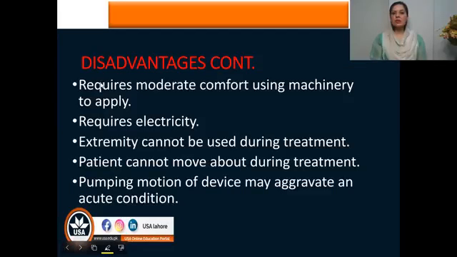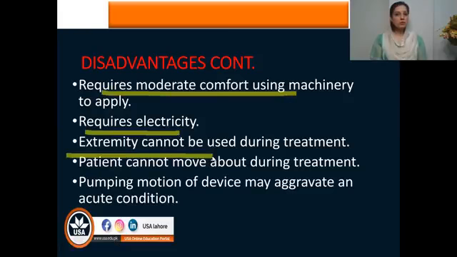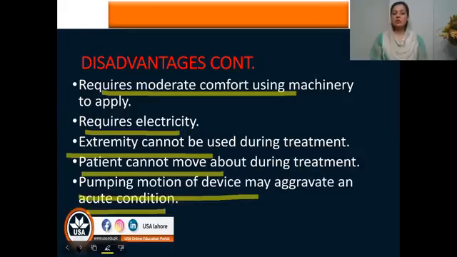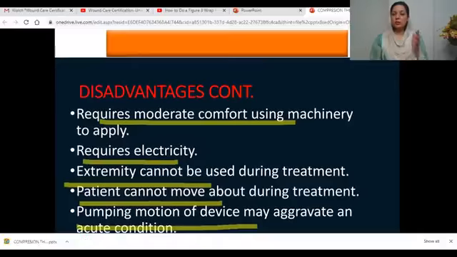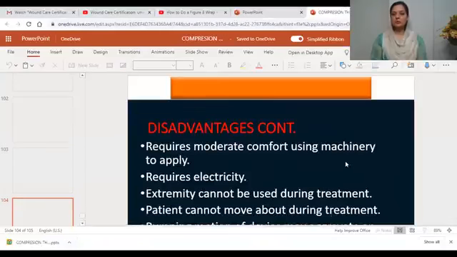And the last thing is that it requires moderate comfort during the machinery to apply. It requires electricity as well. The extremity can't be used, obviously, you can't use it and can't move it. Pump motion or the device may aggravate the acute condition. So this was all about compression, the advantages and disadvantages.